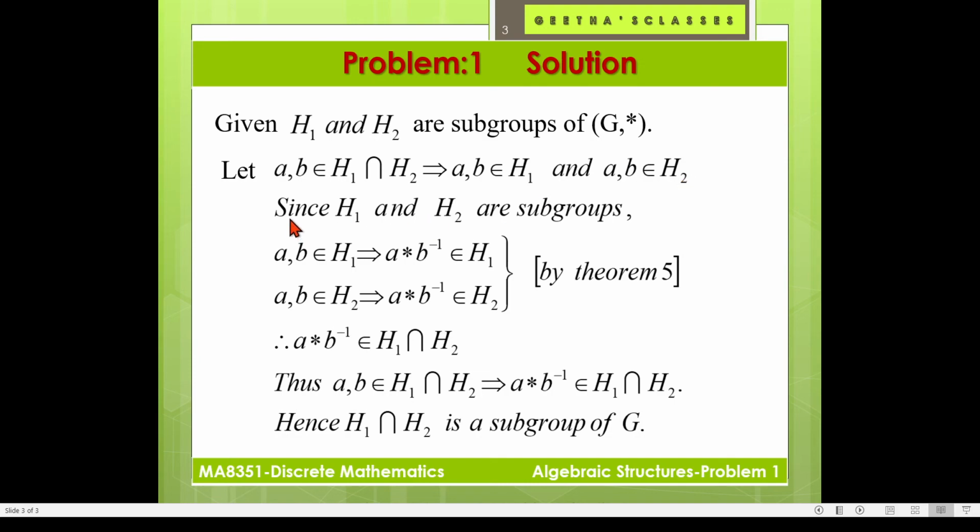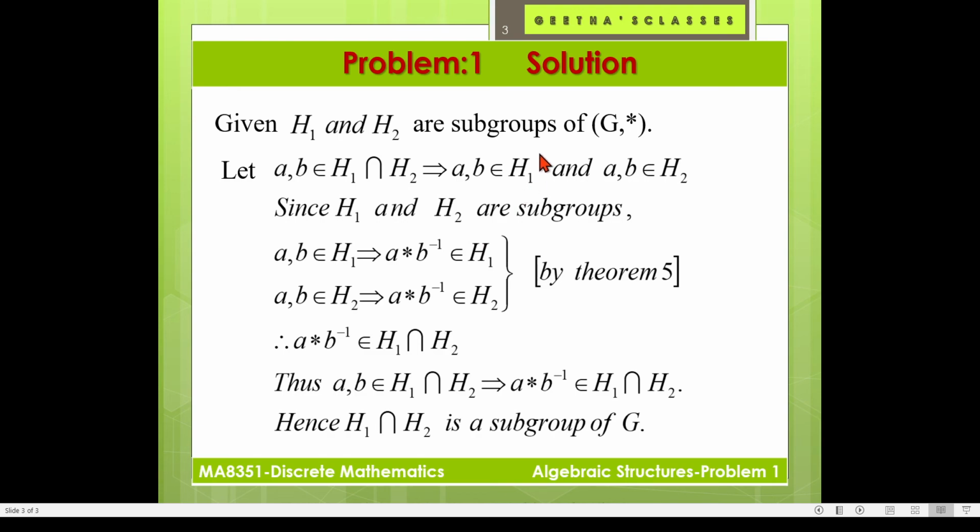You know H1 and H2 are subgroups. Subgroup means it satisfies Theorem 5, right? What is Theorem 5? If H is a subgroup, then a, b belongs to H implies a star b inverse belongs to H. That is Theorem 5, which we did in the last video. So here, a, b belongs to H1 implies a star b inverse belongs to H1.